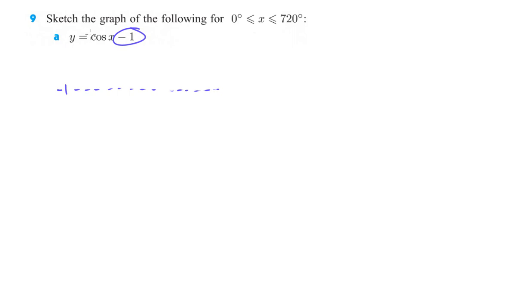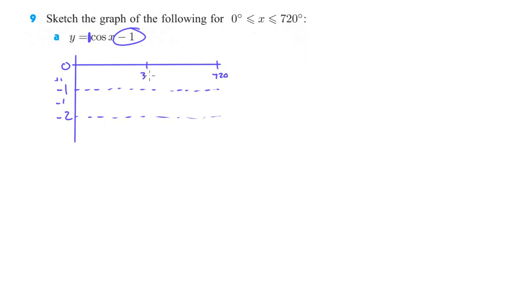The amplitude, there's nothing in front of the cosine, so the amplitude is 1. So I'm going to add 1 to get up to 0 and subtract 1 to get down to -2. So -2 is the minimum. 0 is the maximum. I'm actually going to put a solid line there because that's where we want to have our x-axes, right? So we're going up to 720.